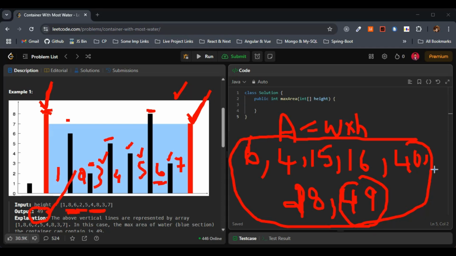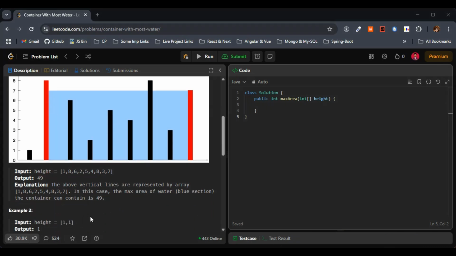So that's what we need to return. That's what they have asked in the question as well. We have to find the maximum amount of water that is stored in the container. That's what we need to find out, right? Simple to understand, right? So let's come to the second example.